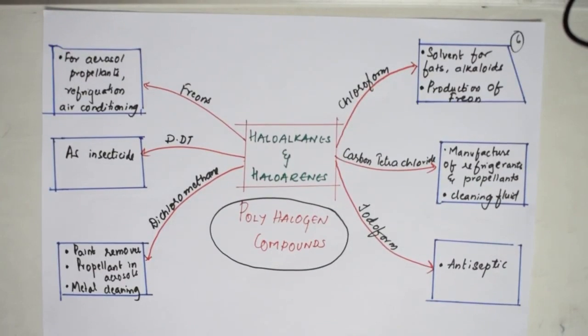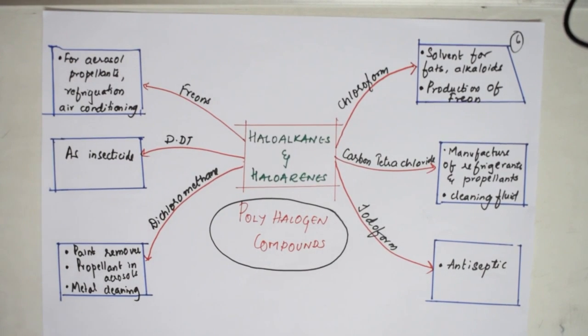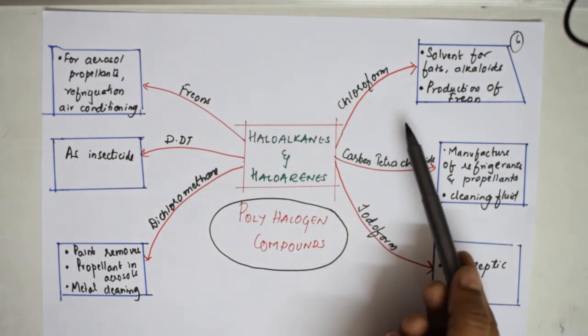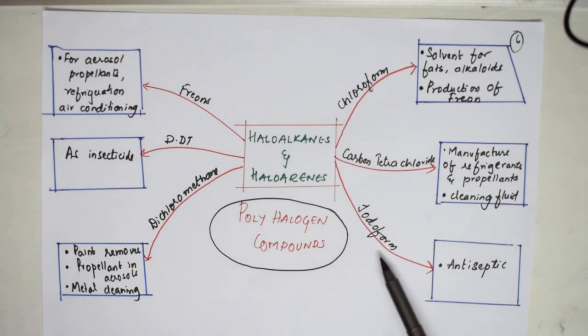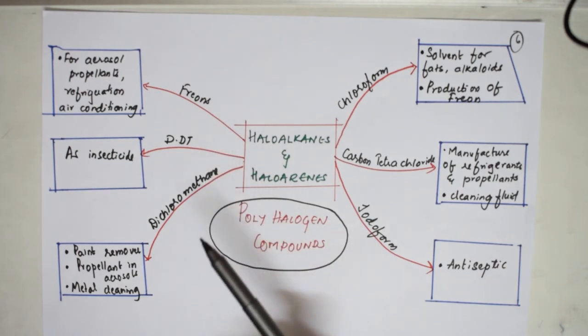Now the last topic of the chapter, that is polyhalogen compounds. So polyhalogen compounds, they'll be asking you the different applications, the uses of it. So polyhalogen compounds: chloroform, carbon tetrachloride, iodoform, freons, DDT and dichloromethane.